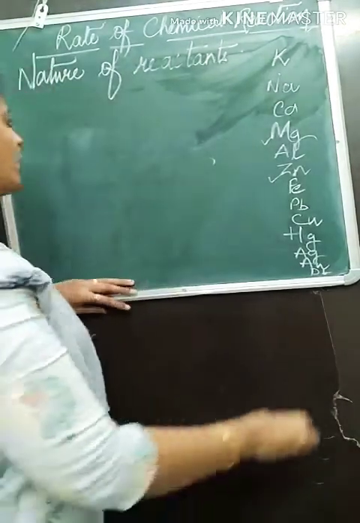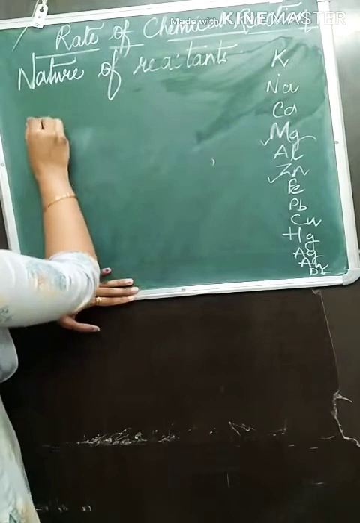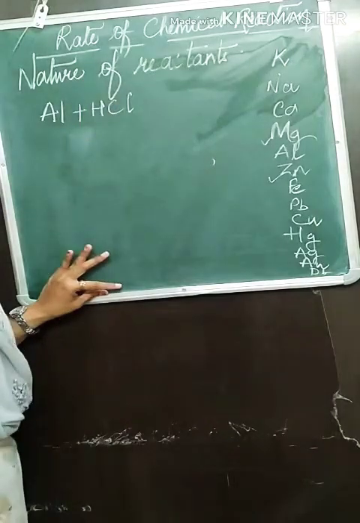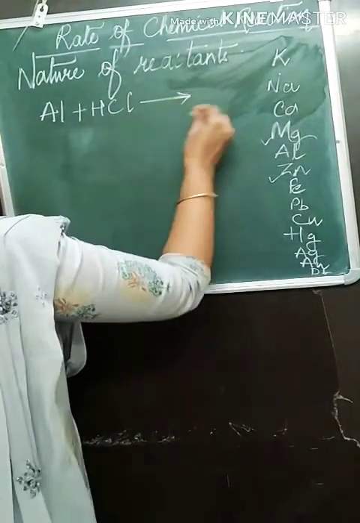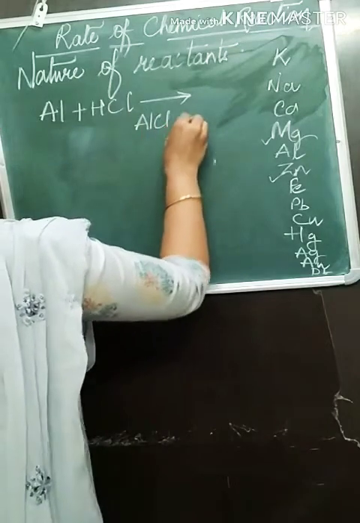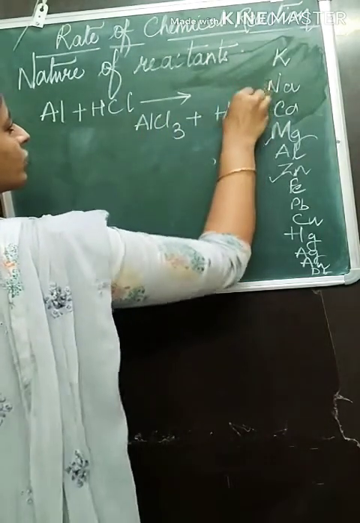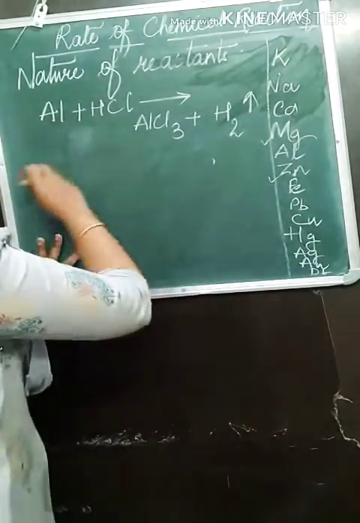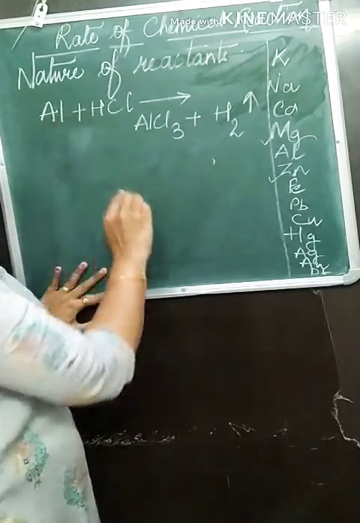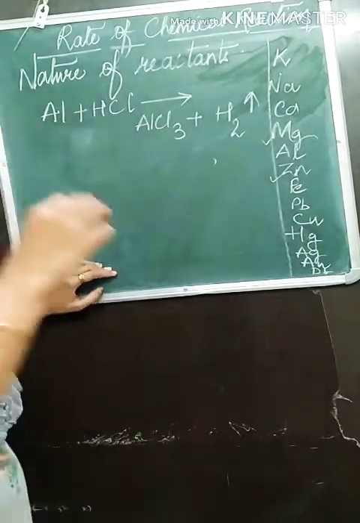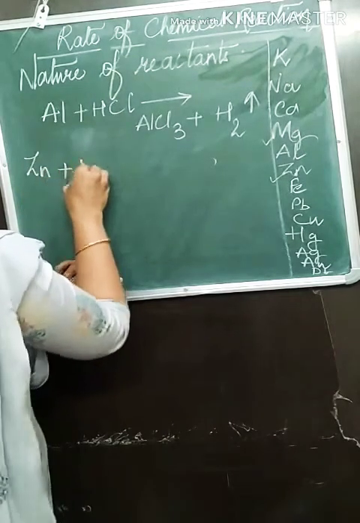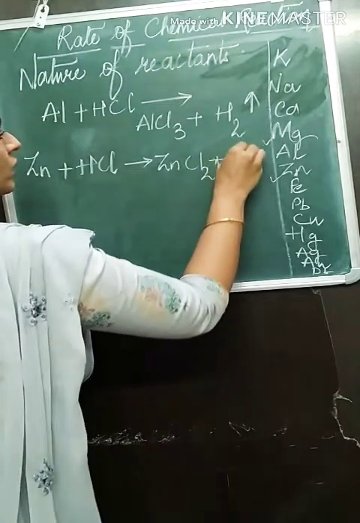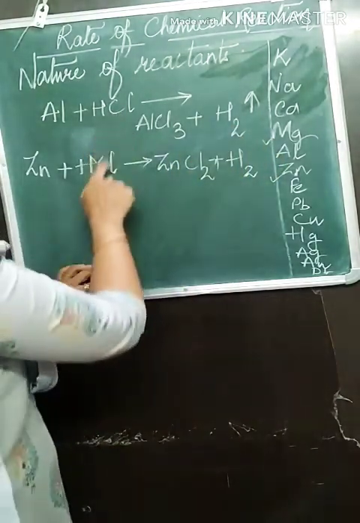So let us take an example where you have hydrochloric acid and we are making aluminium react with HCl. Al plus HCl gives a salt, AlCl3, plus H2 gas is evolved. Okay, this is the first reaction. Now in place of aluminium, I will take another reactant. Zn plus HCl gives ZnCl2 plus H2. So the HCl is the same.